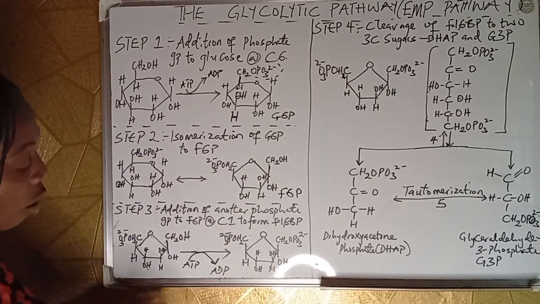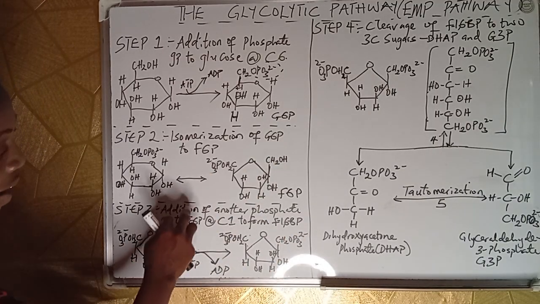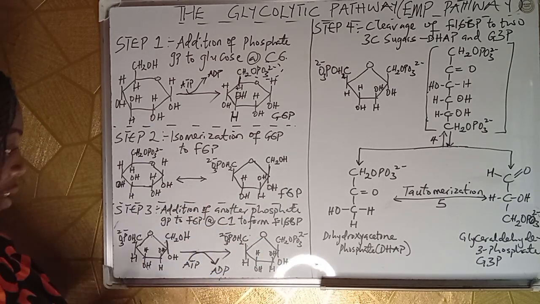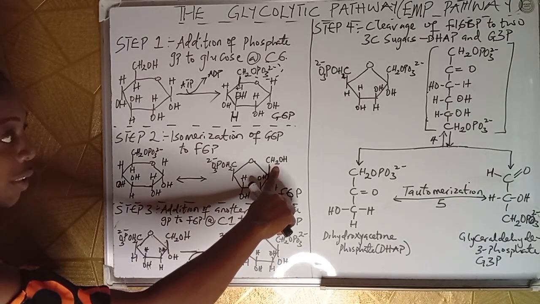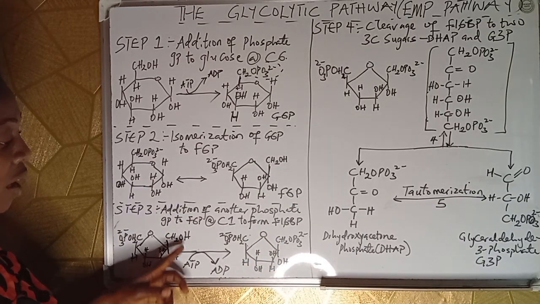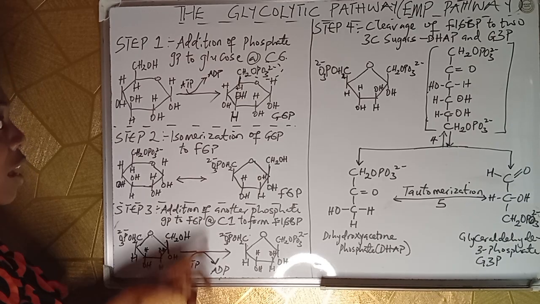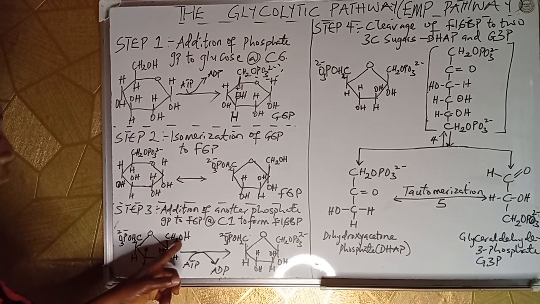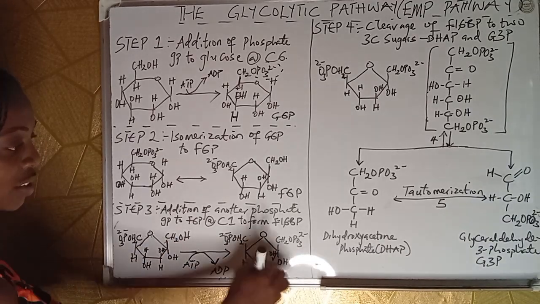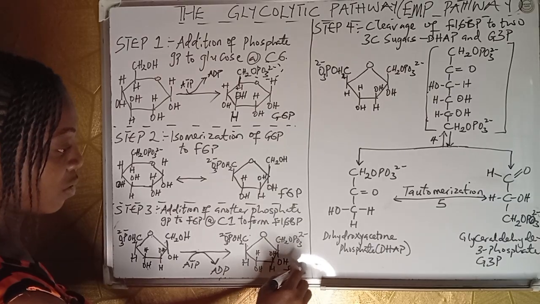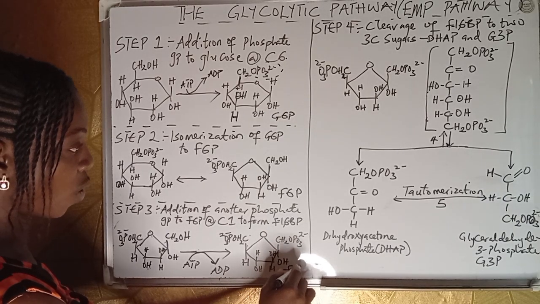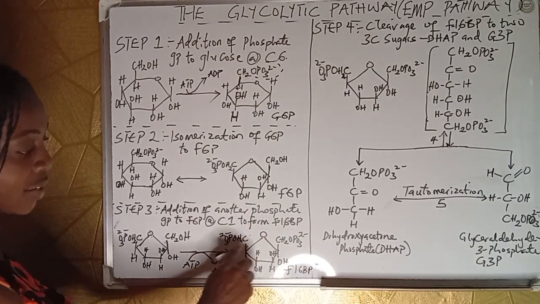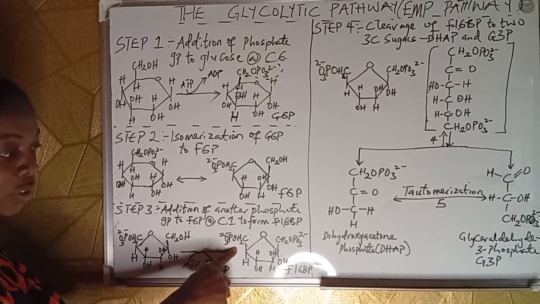Now the third step of the glycolytic pathway is the addition of another phosphate group to fructose 6-phosphate at carbon 1. So right here at this carbon 1, which is now here, we have ATP again coming in, as we saw in step 1, to donate a phosphate group to fructose 6-phosphate at carbon 1 to give this. So we now see fructose 6-phosphate becomes fructose 1,6-bisphosphate, a phosphate at carbon 6, and now another one introduced at carbon 1.